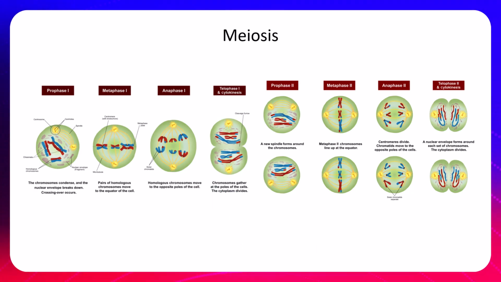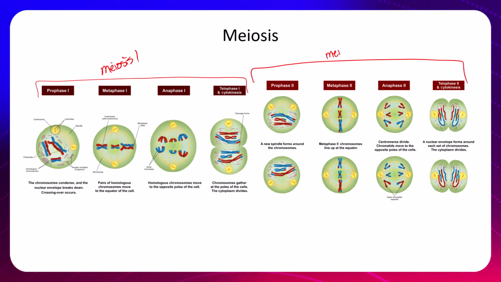Now, if we look at meiosis holistically, you will notice that there are 2 rounds of cell division. You'll notice prophase 1, metaphase 1, anaphase 1, telophase 1, and then cytokinesis 1. All of these are going to be meiosis 1, and then all of these will be meiosis 2. Now, meiosis 1 is a reduction division. We're taking 46 total chromosomes and cutting them into 2 cells that have 23 chromosomes each.